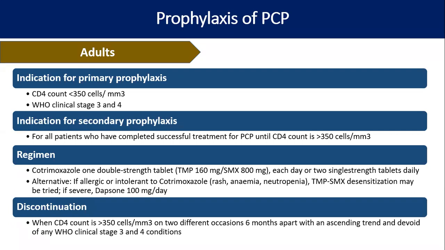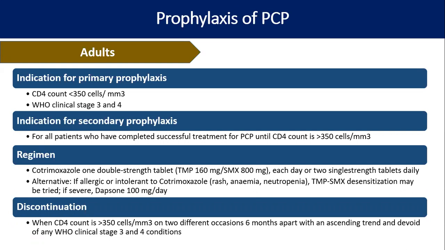Alternatively, if allergic or intolerant to cotrimoxazole, that is rash, anemia, neutropenia, etc., desensitization may be tried if the reaction is of a lesser degree, like grade 1 or grade 2. But in case of severe hypersensitivity reaction, we should not re-challenge or attempt to desensitize. We should change the regimen to dapsone 100 milligram per day.